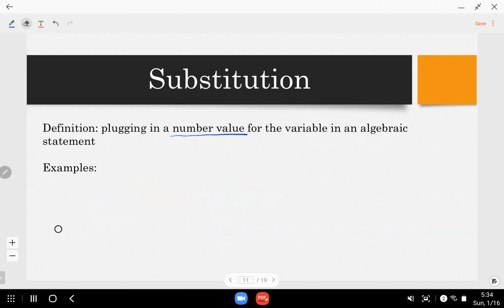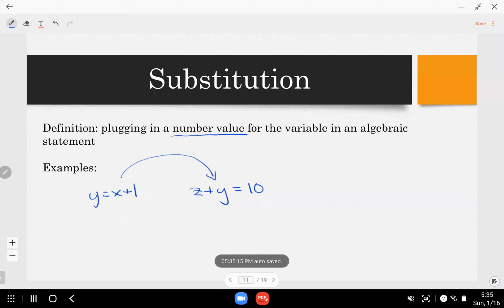Also, in the next few examples, we're going to have x equals 3, and you're going to plug 3 in for x. We could also have y equal to x plus 1, and z plus y equal to 10. Then you can plug x plus 1 in for y. So z plus x plus 1 is equal to 10. So that's how you use substitution.